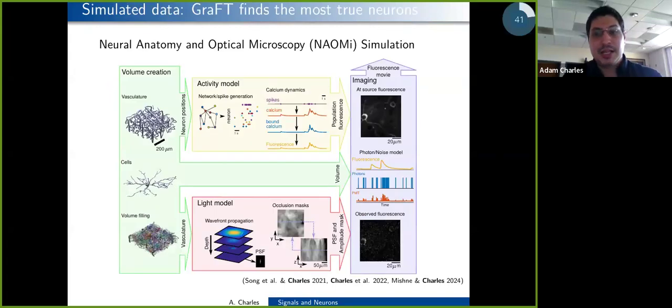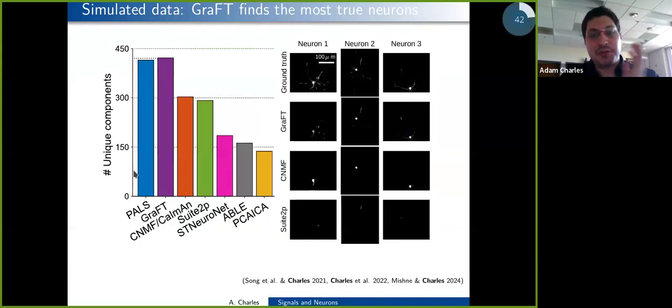All right. So we tested this algorithm in a number of different ways. First, we used a simulator that we developed to create fake data, to create very highly realistic two-photon calcium data. And what we found was that we did quite well. The typical algorithms that people use are CNMF, Suite2P, and others. They found in this data set about 300 independent unique components. We found about 435-ish, I think, 436.